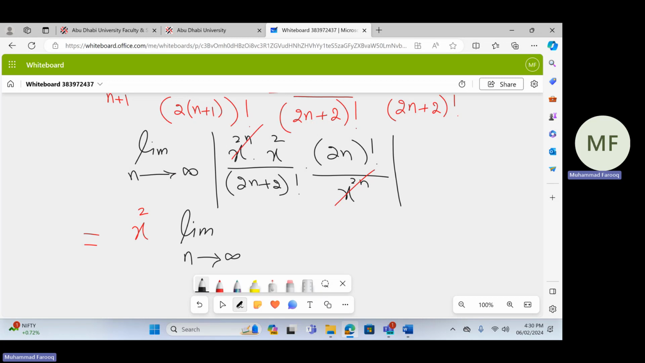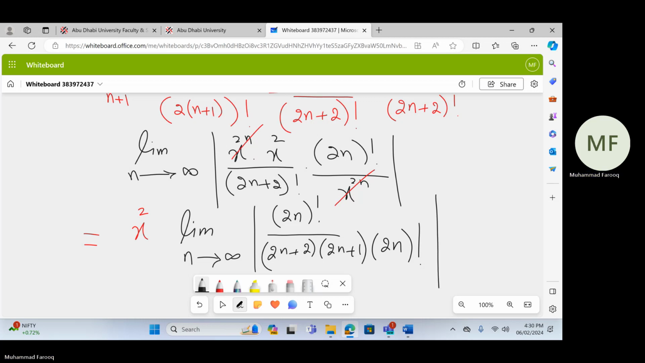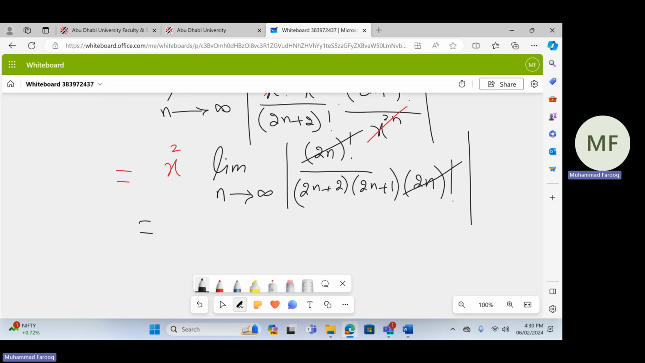Anyway, we have now the 2n factorial. How do you expand 2n plus 2 factorial? It is 2n plus 2, times 2n plus 1, times 2n, and stop with the factorial. So now you can see this and that are gone, no more factorials involved. Apply the limit to infinity: 1 over infinity, how much? 0. So at the end, the answer is 0.